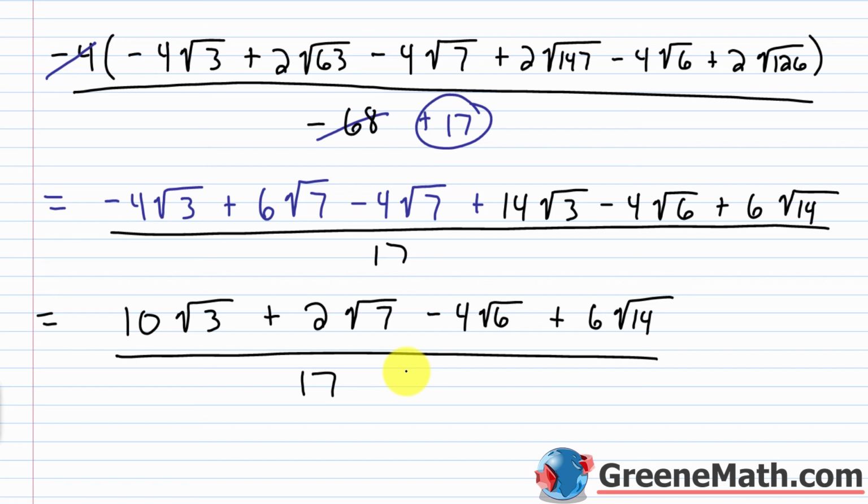And again, I know it was a long problem. I know it was very tedious. But it's something you should get used to doing in case you get that as a bonus question on a test. Something you can do and make up for any problems you encountered that you couldn't solve. So we've got 10 times the square root of 3 plus 2 times the square root of 7 minus 4 times the square root of 6 plus 6 times the square root of 14 all over 17.